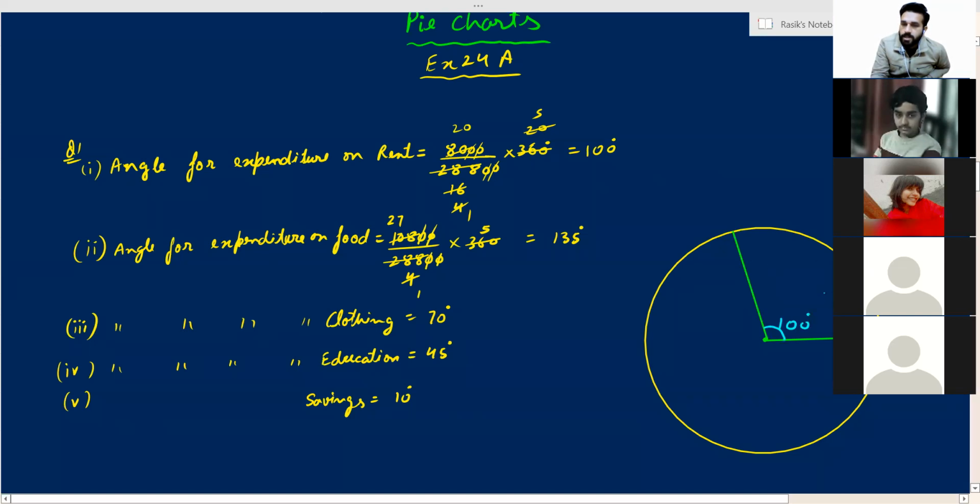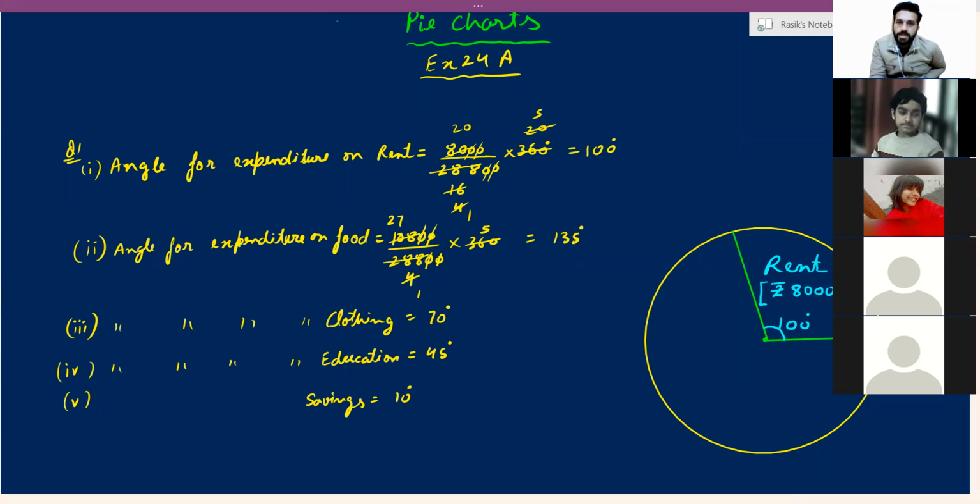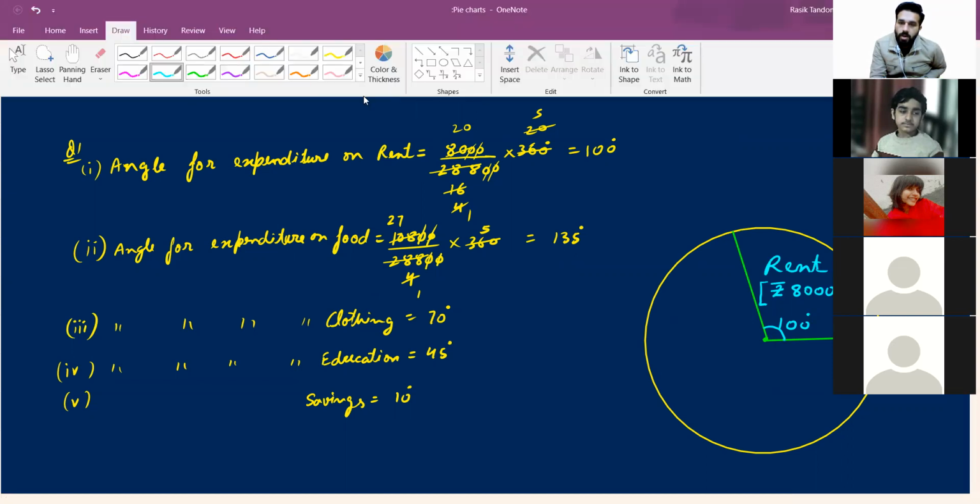Now this sector is for rent, so you will write rent here and write the amount also. What is the amount for rent? Rupees 8,000 are spent on rent. Okay, next step. Now you will use your protractor to construct an angle of 135 degrees.